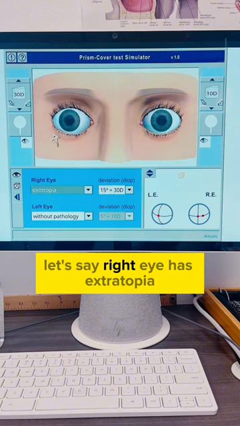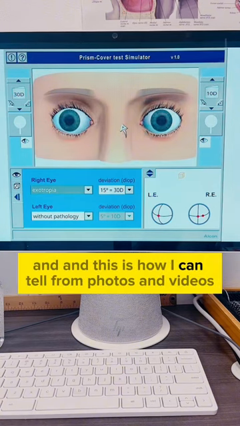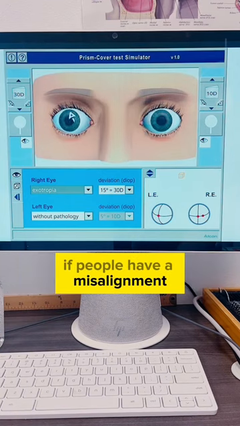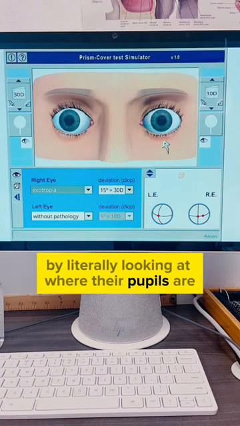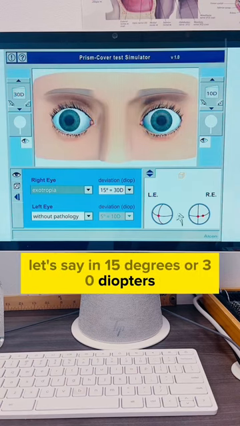Let's say the right eye has exotropia. Now the right eye is pointing outward. And this is how I can tell from photos and videos if people have a misalignment, by literally looking at where their pupils are pointing in their photos and videos. So in this case, the right eye is pointing outward, let's say 15 degrees or 30 diopters.